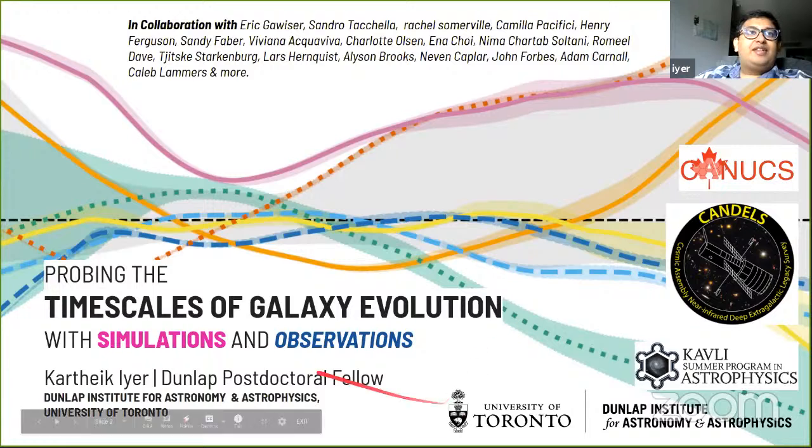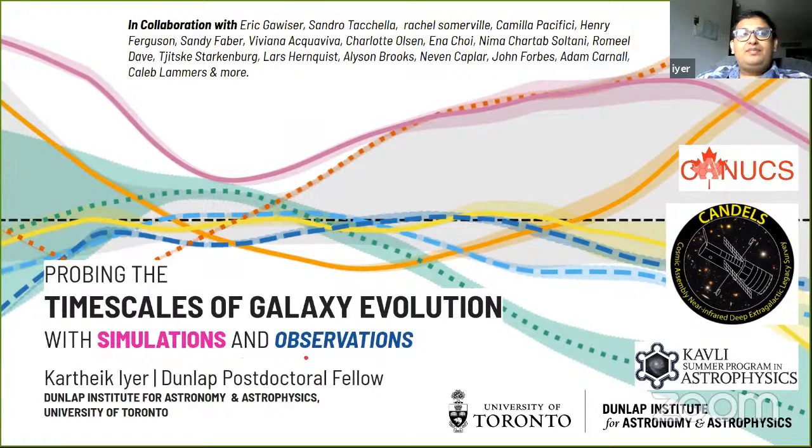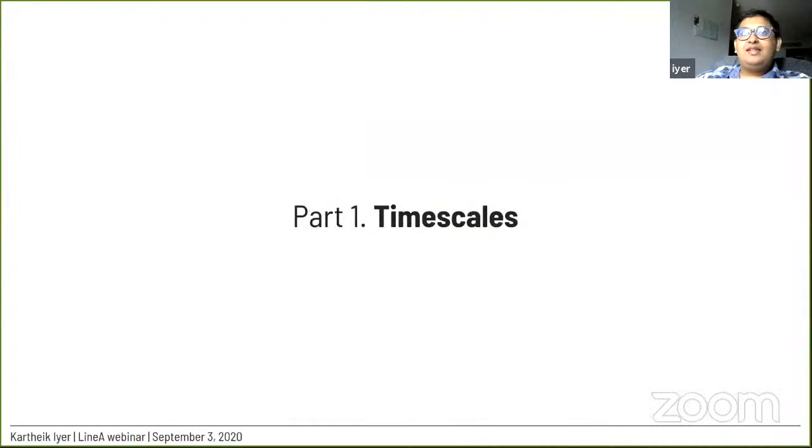So today I'm going to be talking about the timescales of the physical processes that cause galaxies to grow and quench. And I'm going to be talking about this from the viewpoint of simulations and observations. So there's going to be three parts to this talk. The first, where I introduce what timescales are and why they're important, and then move on to how we try to probe these using simulations and through observations. Right? So let's start with timescales.